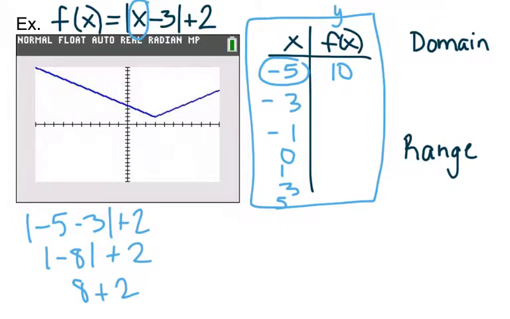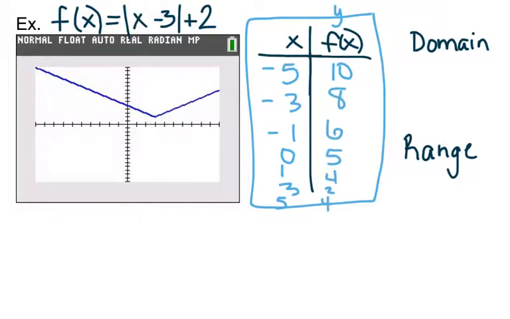So I want you to go ahead and try it. You can pause the video, and then you can check your answers with me. Okay, so that's how you get a table of values if you don't have a calculator. Okay, and remember that this graph keeps going left and right forever.